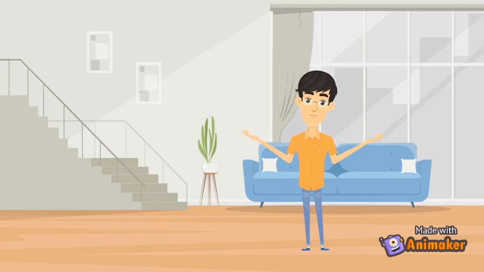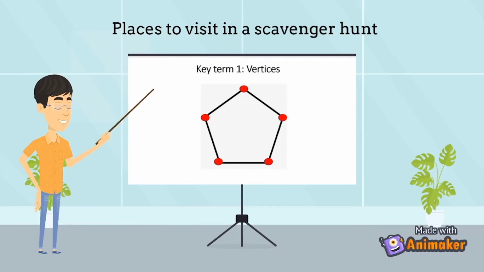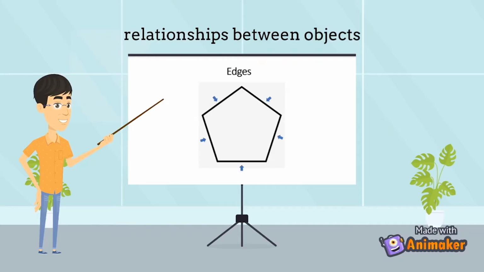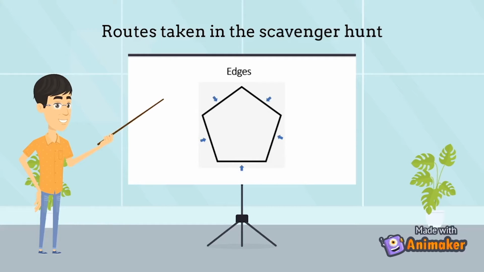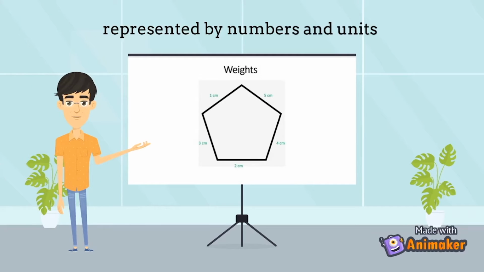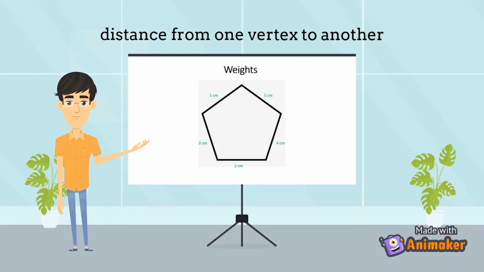Now, let me introduce you to some of the key terms in graph theory and how it relates to our scenario. First of all, we have the vertices, which in graph theory are the objects that we are interested in. In our scenario, it's the places to visit in the scavenger hunt. We use red circles to represent the vertices. Then, the edges are the relationships between objects. In the scavenger hunt, it is the possible paths taken by the participants. Last but not least, we have the weights, which are represented by numbers with values and units. This will be labeled on our graph to represent the distance from one vertex to another. You will see how it will be applied later.